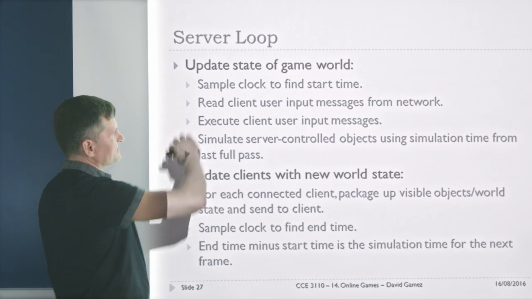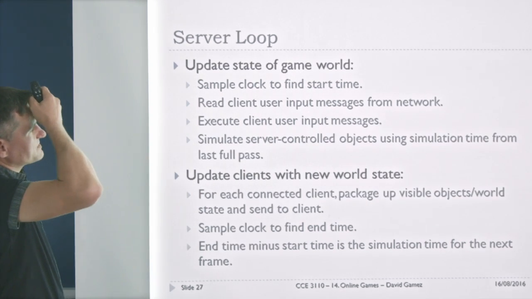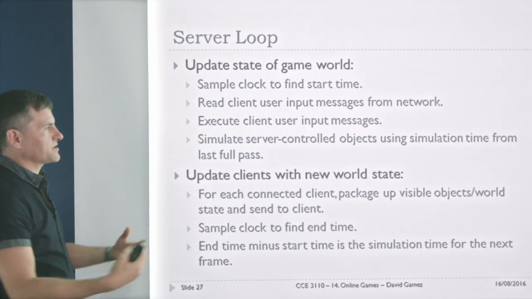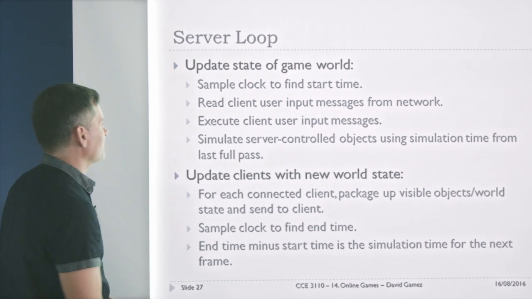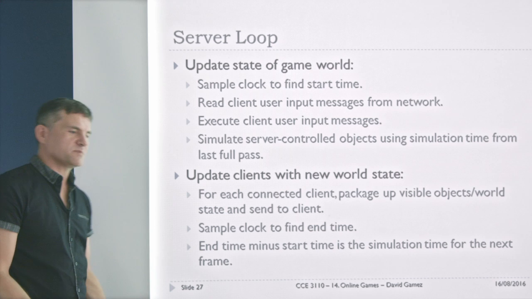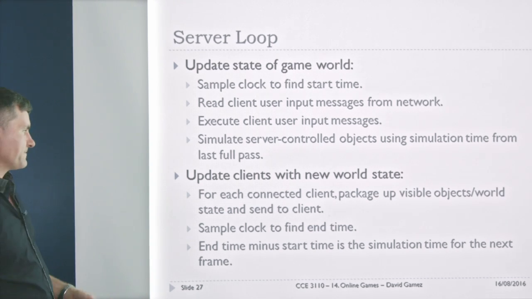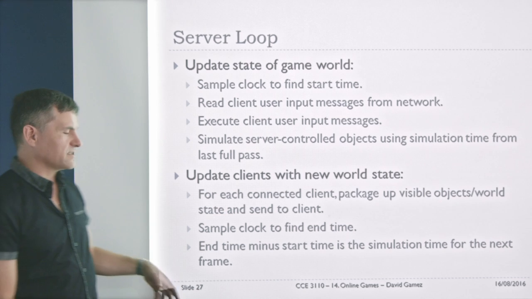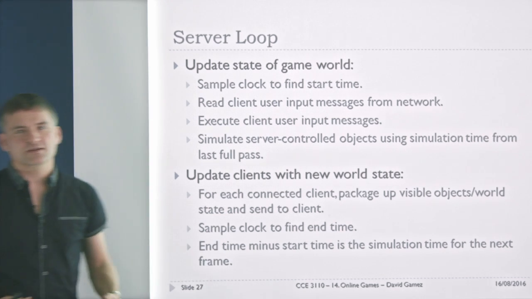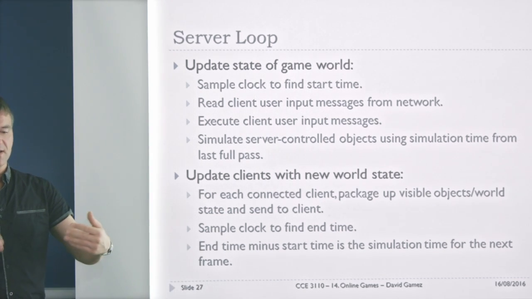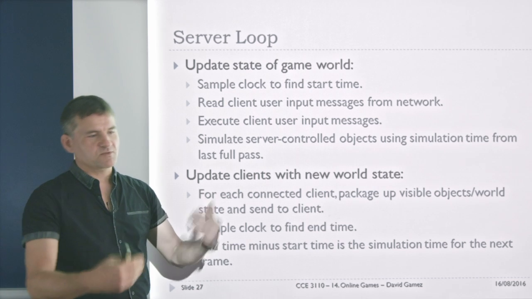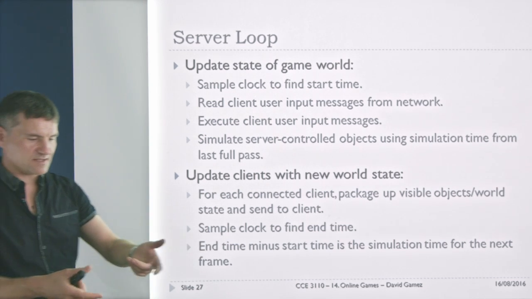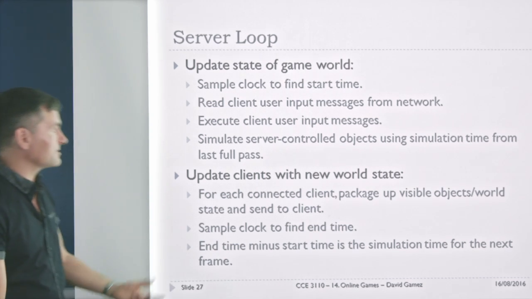And on the server side, it finds the start time, reads client input messages from the network, executes the actions on the simulated world running on the server, and then sends the new positions of the objects and their states back to the client. So it packages up visual objects and world states, sends them back to the clients, and then works out how long all that took. Because it's real time, there'll be a bit of fudging. It has to keep track of simulation time and tell the clients which bit of time to render and how long it is, and so forth.